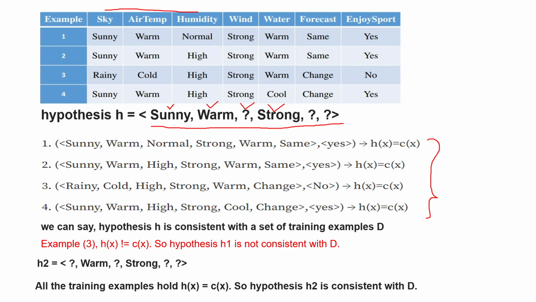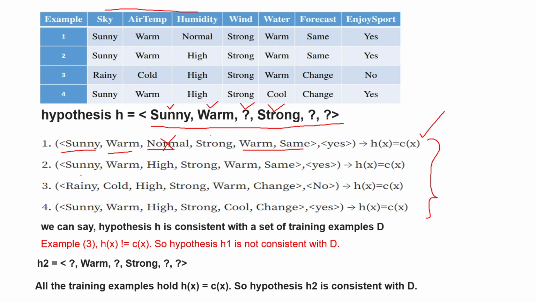We'll check whether the hypothesis is consistent with the data set or not. Here, see, the hypothesis says the first parameter is sunny. In the concept also it is sunny, so it is matching. The second value in the hypothesis is warm, the second value in the concept is warm, so both are matching. The third parameter can be anything, here normal is there, it is ignored. The next is strong, both are matching. The last two can be anything. So the concept is matched. So this is consistent.